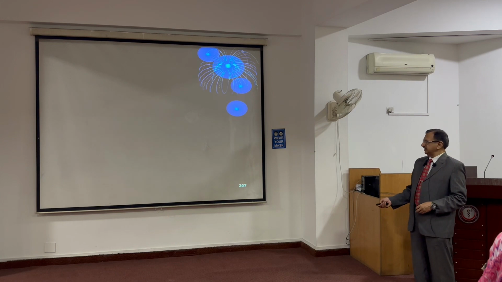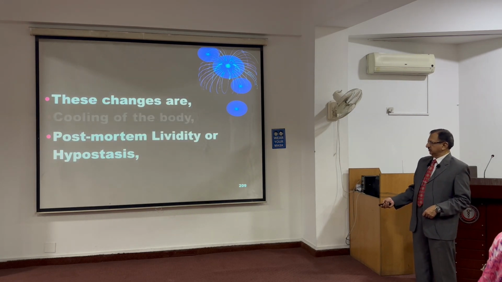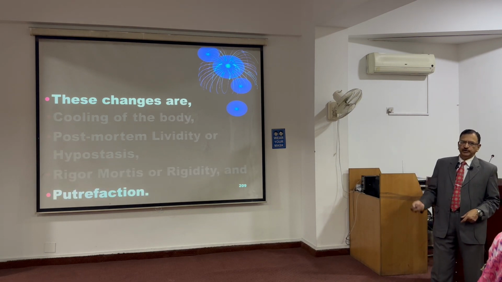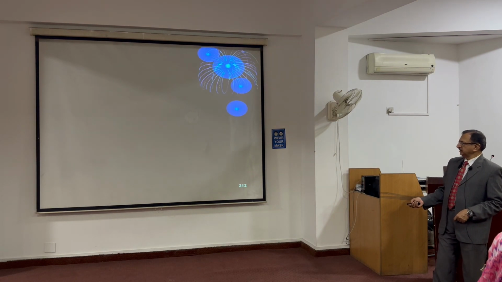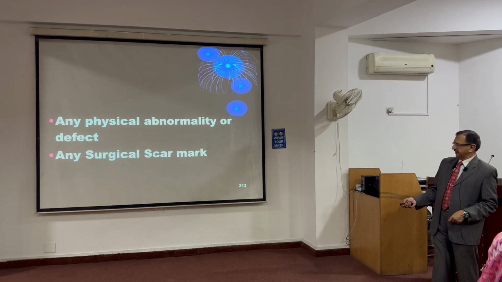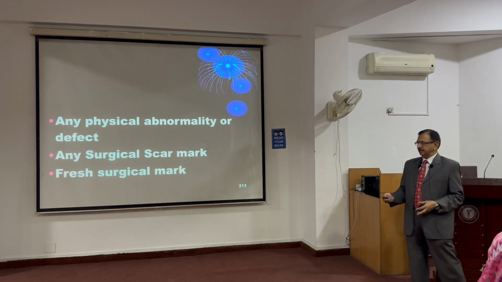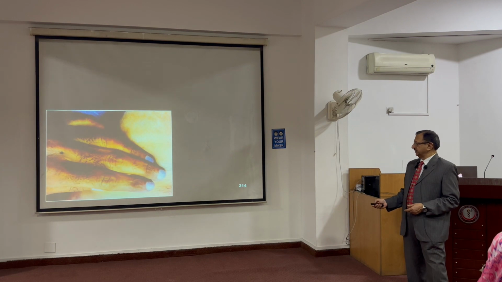Then the visible changes, which are the postmortem changes: cooling of the body, postmortem staining, rigor mortis, putrefaction, you will note it down. Then visual scrutiny, all the surfaces are examined, any abnormality, jaundice, cyanosis, surgical mark, surgical repair, they are all noted down.